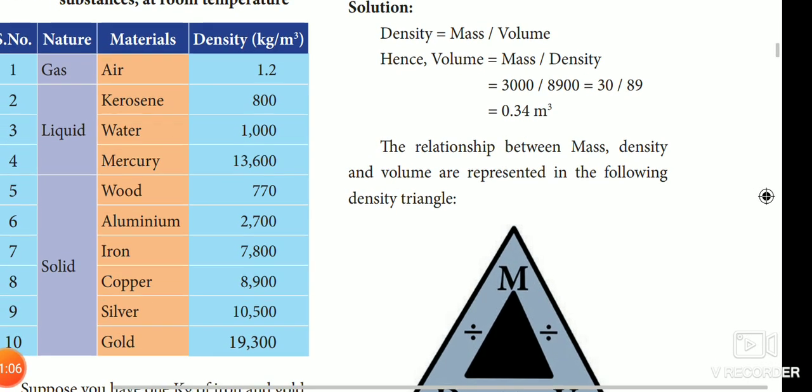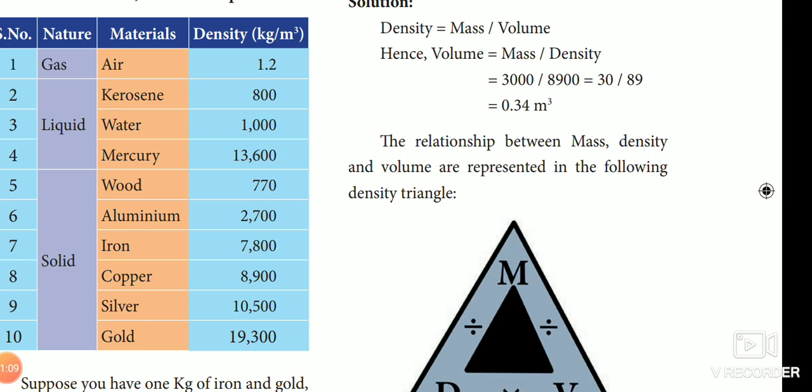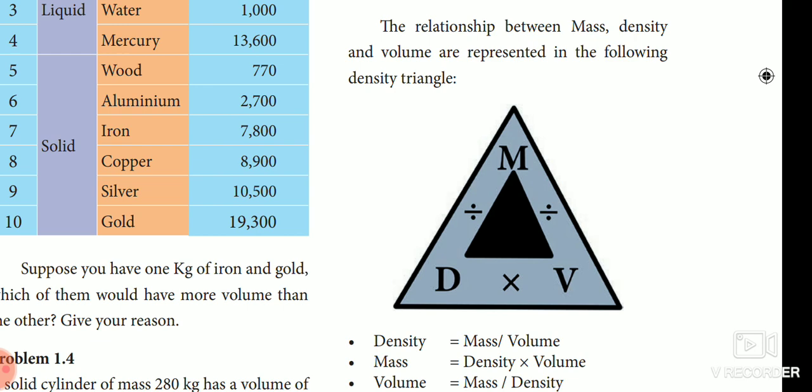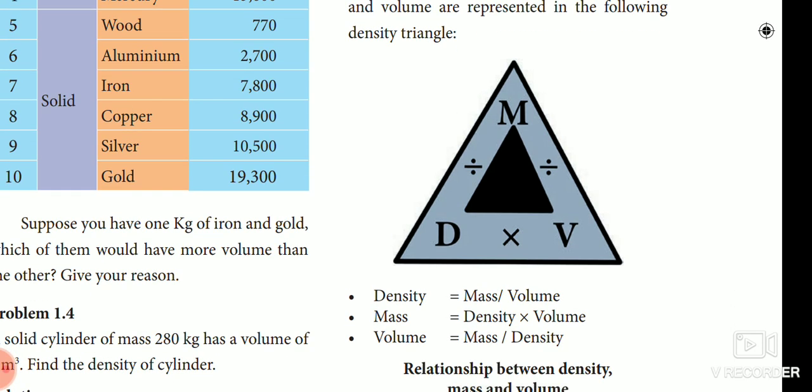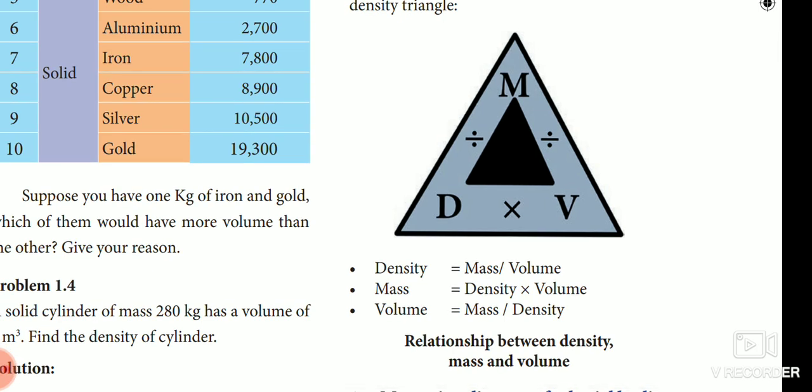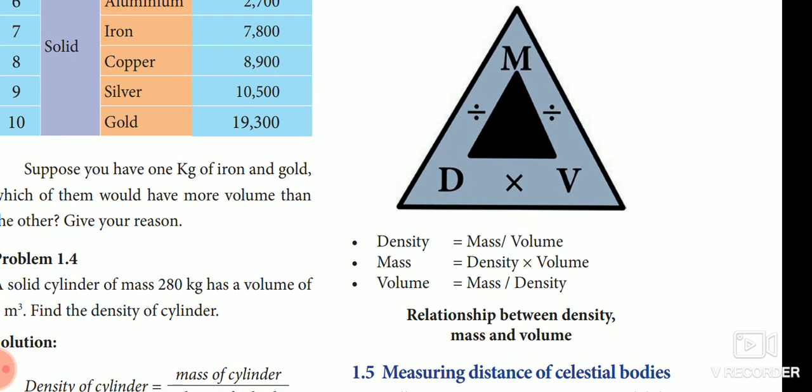This is the relationship between mass, density and volume, represented in the following density triangle. Density is equal to mass by volume. Mass is equal to density multiplied by volume. Volume is equal to mass by density. This is the relationship between density, mass and volume, given in this triangle.